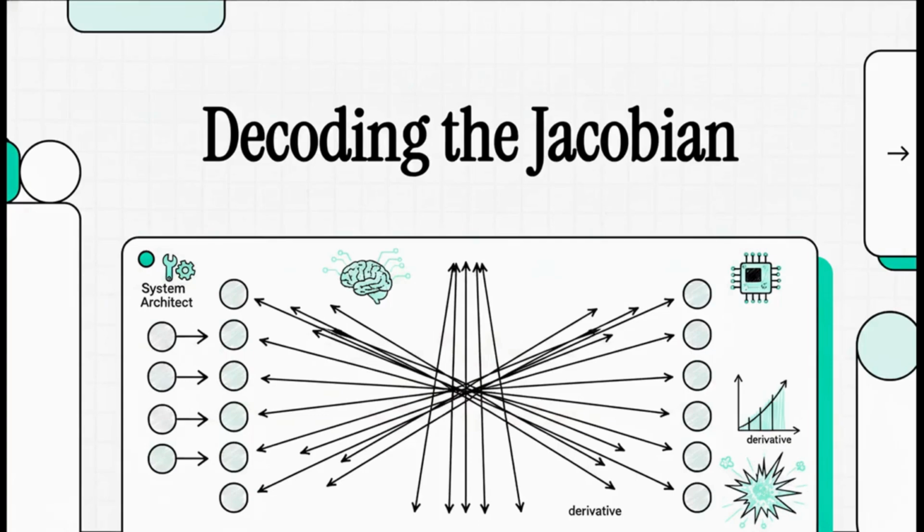Welcome to this explainer. I'm going to be your systems architect today, and we're jumping right into one of the absolute most critical structural components in modern deep learning. We are looking at the fundamental wiring diagram of neural networks, the Jacobian.